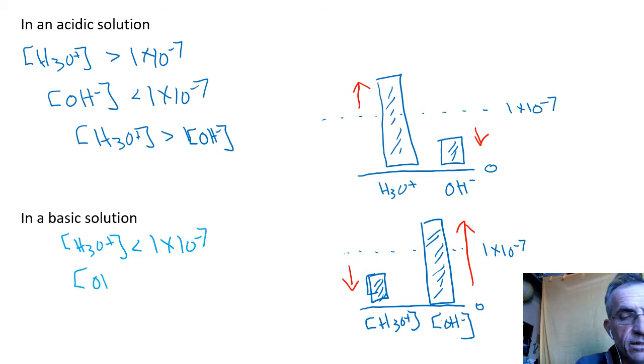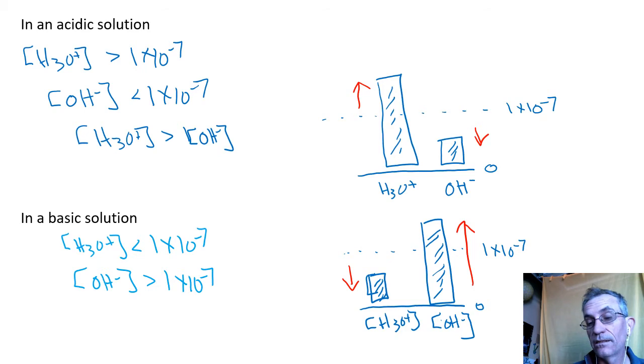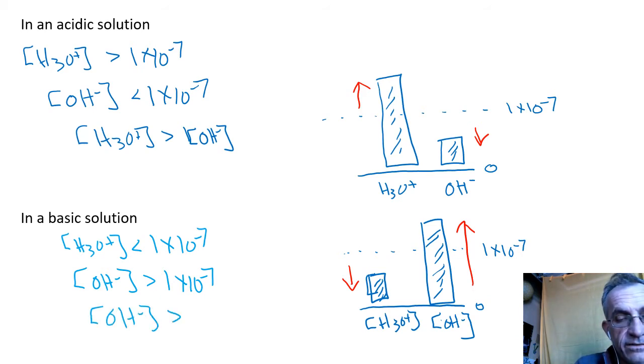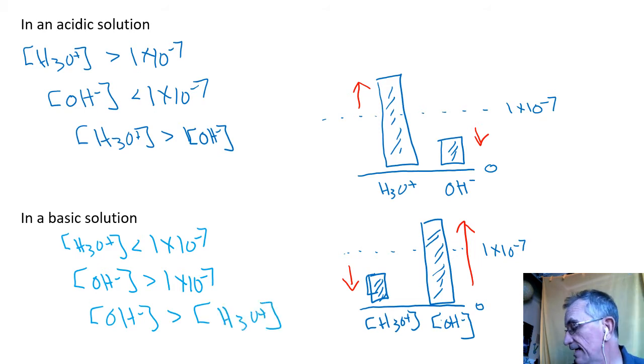Hydroxide goes up from 10 to the minus 7. And then the amounts of these two, yeah, they're not equal, but now the way it works is hydroxide is greater than hydronium. All right, now I think that's all I wanted to mention for this.